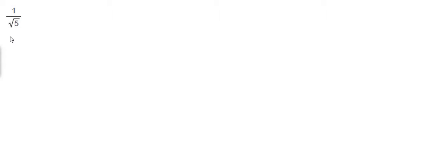Okay, today I'm gonna talk about how to simplify the fraction with the radical numbers in the denominator, or how to rationalize this fraction. Now let's take a look. So 1 over square root of 5.